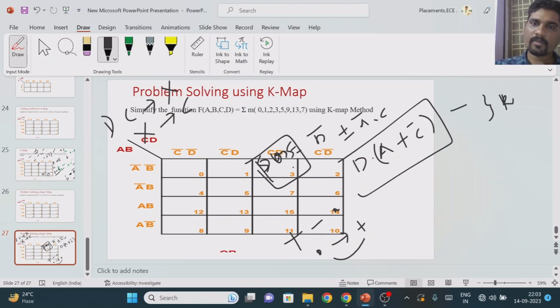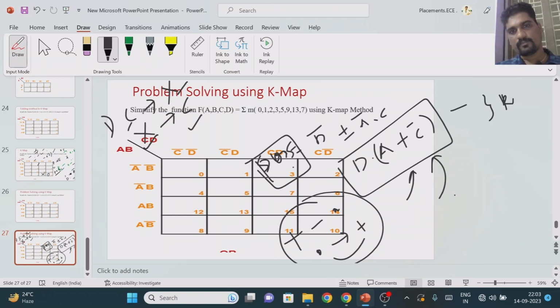See, earlier after applying De Morgan's law, we got this answer. Now if you remember this shortcut, plus to product, product to plus, complement to uncomplement, uncomplement to complement, then you will get the direct answer, right?